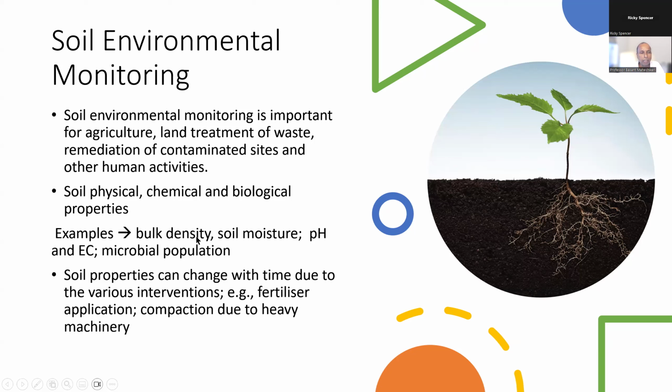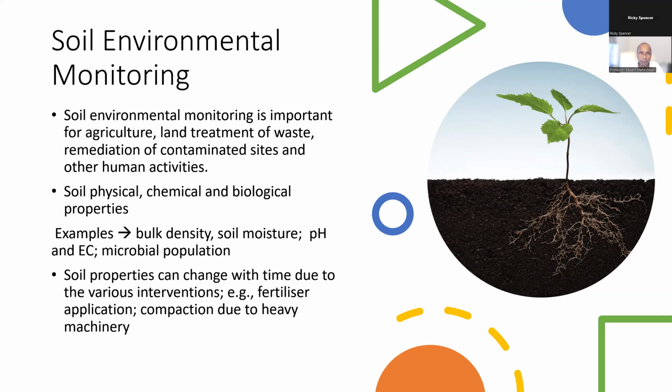So the examples of the parameters we can monitor is bulk density, soil moisture, pH, EC, microbial population. So for example, bulk density tells us how compact the soil is. So for example, if we want to maintain soil health, and there is traffic because of the animals in the field, cattle in the field, or some machinery, that can change the structure of the soil. And by measuring bulk density, we can identify whether things are changing and to what extent, and whether we need to do any intervention.